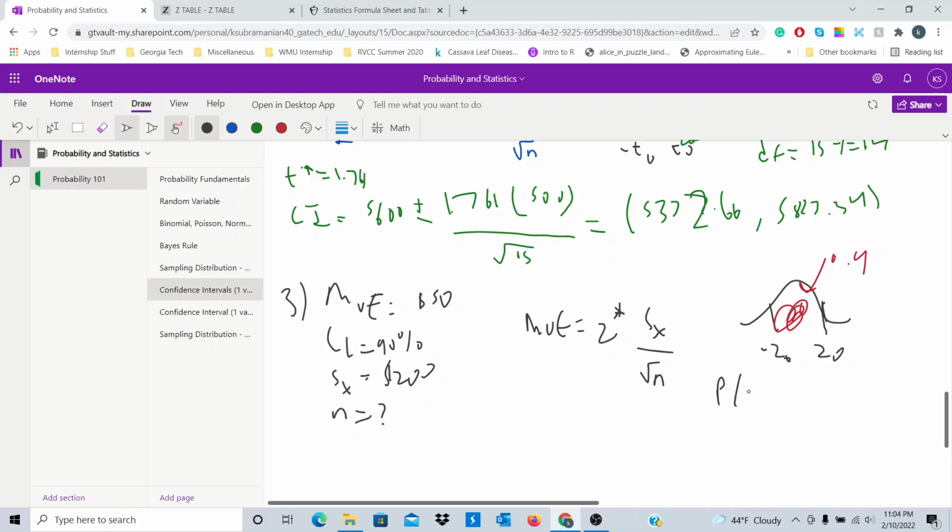So I want to find what z naught I need to get such that the probability of z less than or equal to negative z naught is 0.05. And it's the same argument as we've done earlier. So hopefully this makes sense, right? Because this green area must be 0.05.